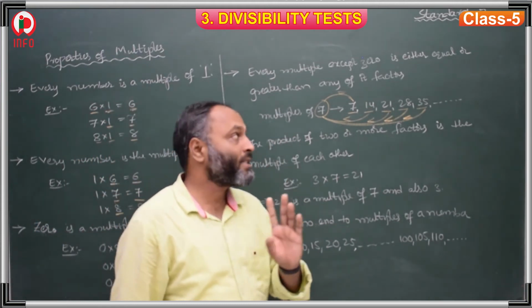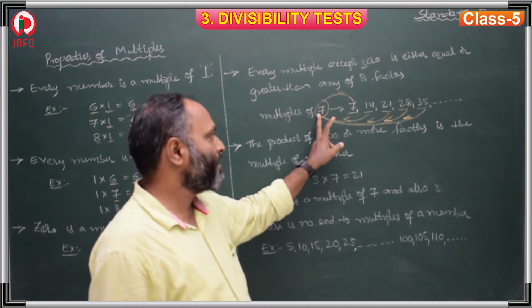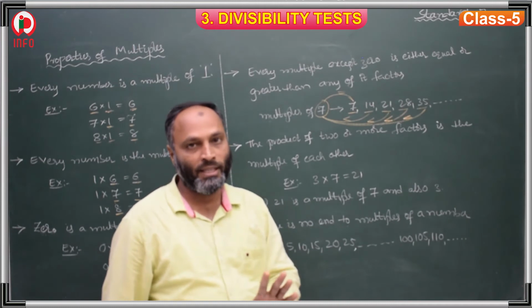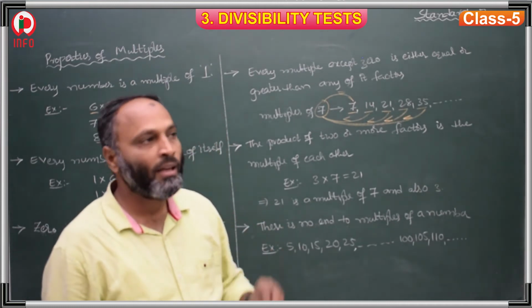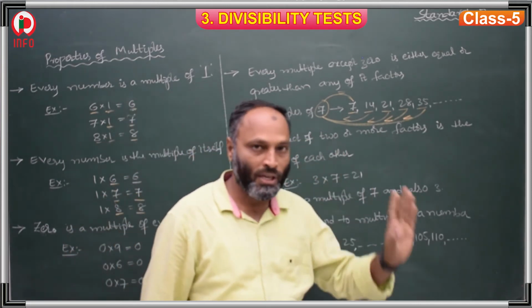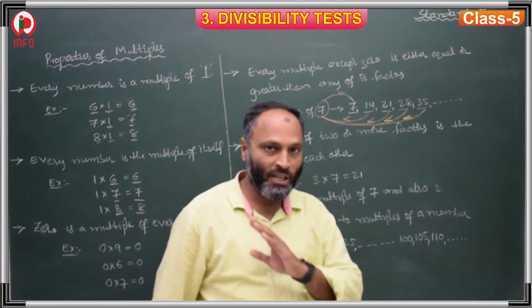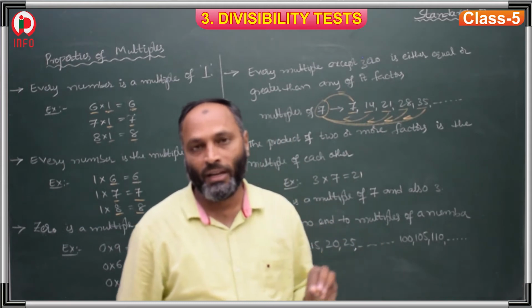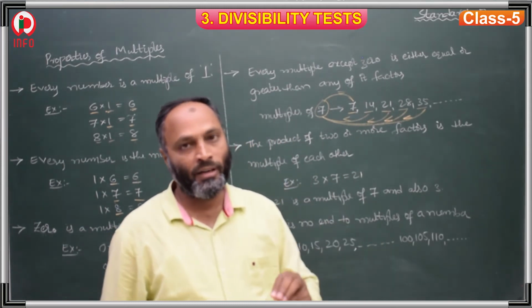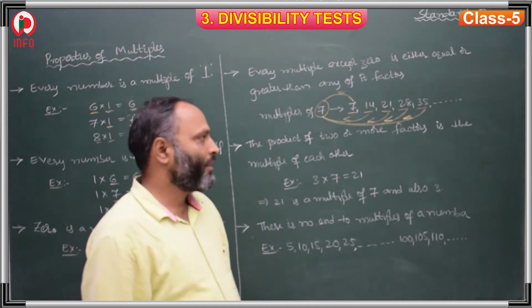I except 0. If you take 0, 7 zeros are 0. In that case we get a smaller value. So don't take 0, take other than 0. If you start from 7 ones, then whatever multiples you get, all those multiples are either equal to or greater than the number.